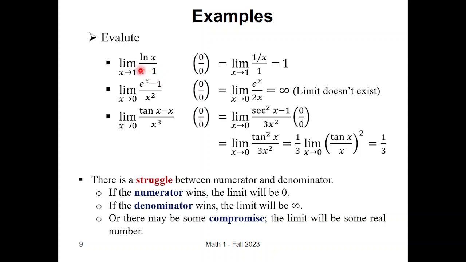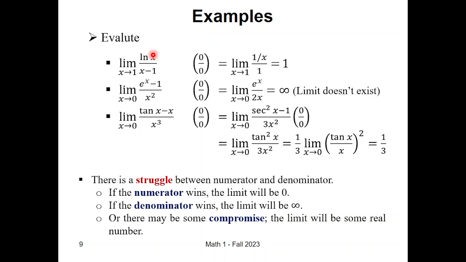If the rate of decrease of this function approaching 0 is greater than the rate of this function, then the result will be for this function. This function approaches 0 first, and the result will be infinity. But if the rates of approaching 0 for both functions are comparable, then we have some compromise.